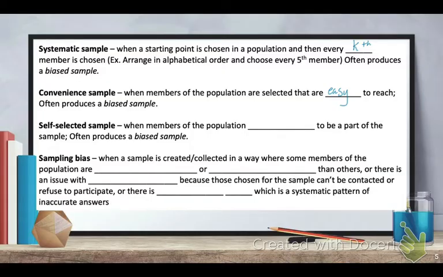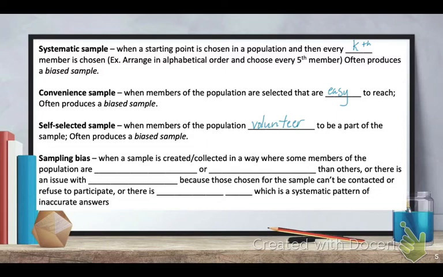A self-selected sample, this is when members of the population volunteer to be a part of the sample. So you're sent an email and asked to respond to a survey. That is a self-selected sample. If you respond, you are part of it, and if you don't, you are not. And this also often produces a biased sample. That's where some members of the population are over or underrepresented.